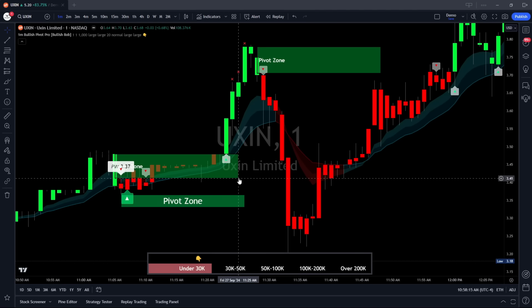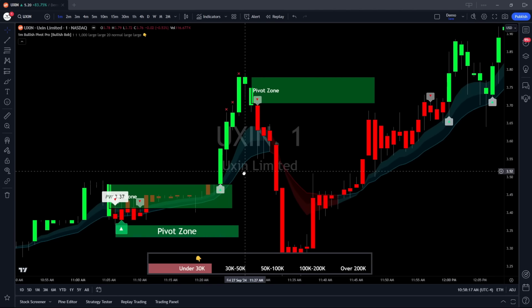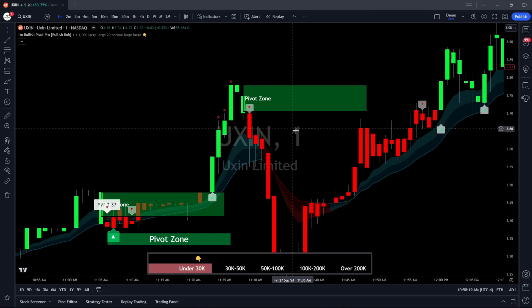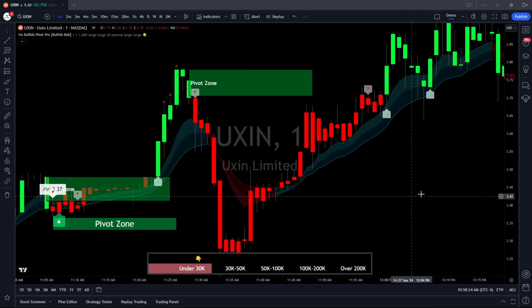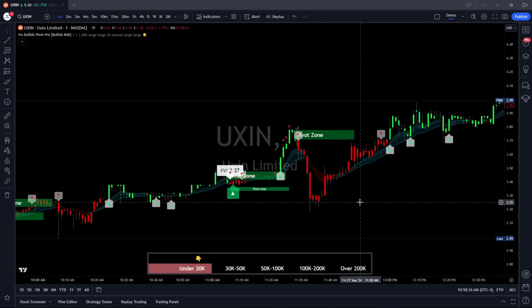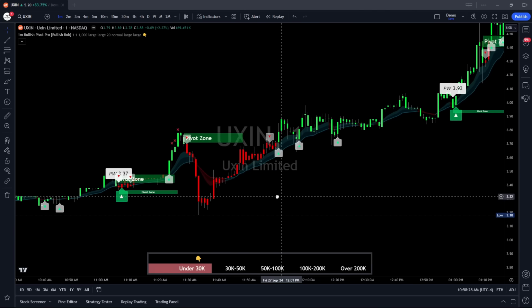Okay, great. So if you didn't take it, close over this. There's your close over this pivot zone. Okay, great. Continued higher. There's your scalp. Another pivot zone closed below. That's our bearish signal. Pulled back, right? So a lot of opportunity, both long and short on UXIN.